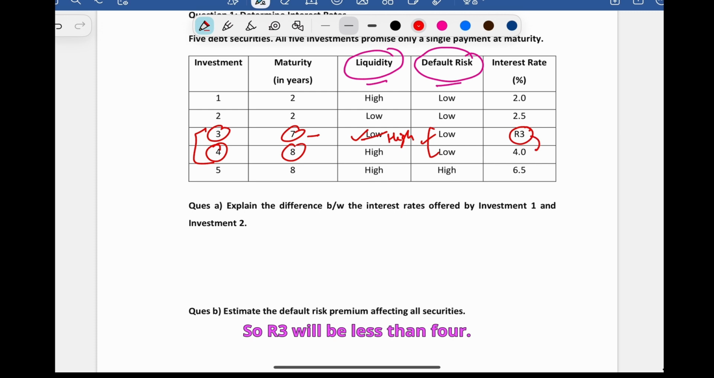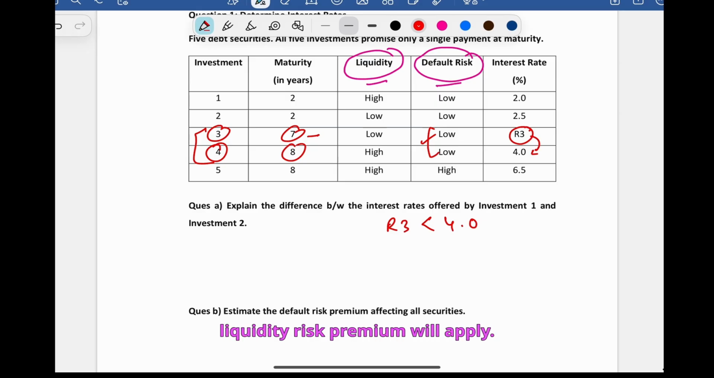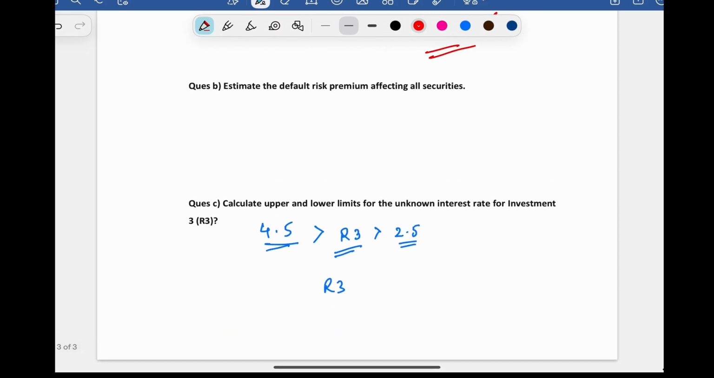So R3 will be less than 4, right? But the reality is that liquidity is not high, but it is low. Since liquidity is low, the liquidity risk premium will apply, right? So we add 0.5 to it, so R3 will be less than 4.5. So this is how we got our answer, and that's it for this question.